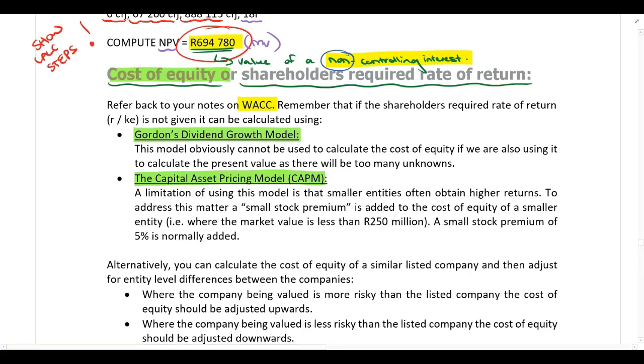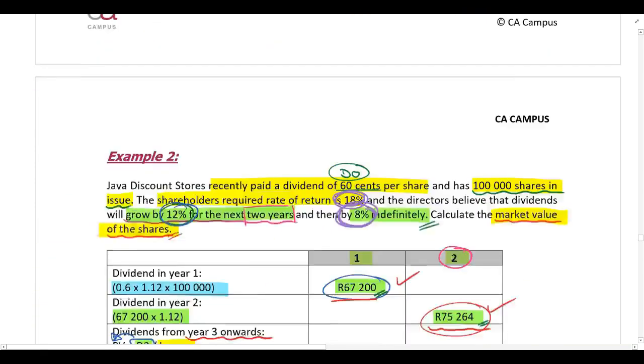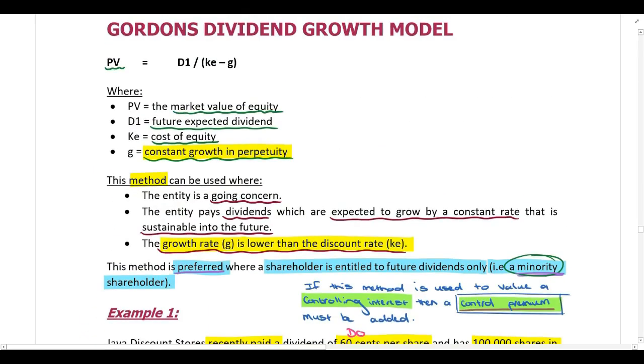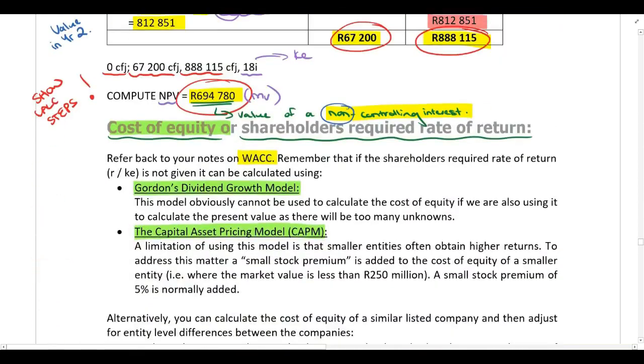So as a recap, if we want to calculate the cost of equity using Gordon's dividend growth model, we are just restating the formula that I gave you on the previous page. And instead of solving for the present value, we are going to solve for the cost of equity. So your formula is then the future expected dividend divided by the present value, plus growth.